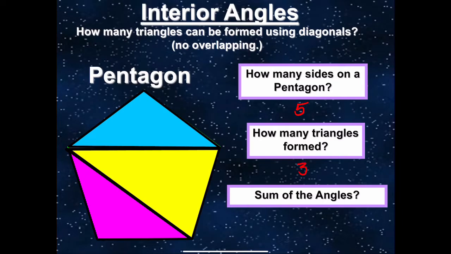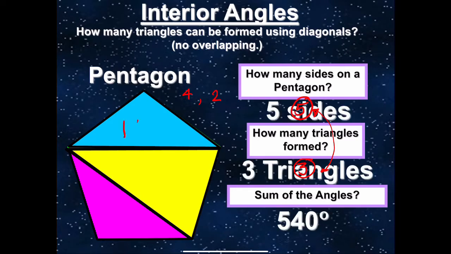On the last one, we had a quadrilateral that had 4 sides, and we were able to make 2 triangles. This time around, we have 5 sides, and we made 3 triangles. So do you see a connection between those 2 numbers? Maybe you already see it, but I'm not going to say it yet. We'll get to that. So what is the sum of the angles? Well, it's going to be 540, because this is 180 plus 180 plus 180. Sorry, that's kind of the same color there, but that's it.